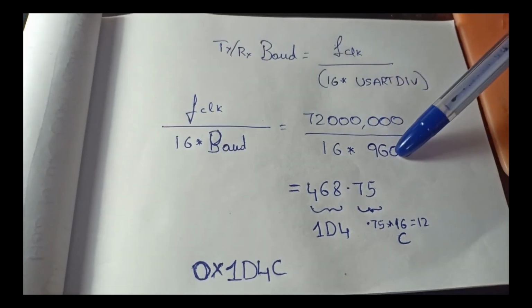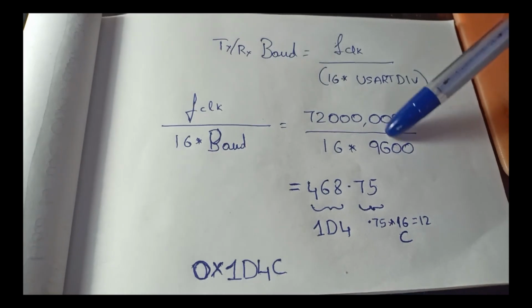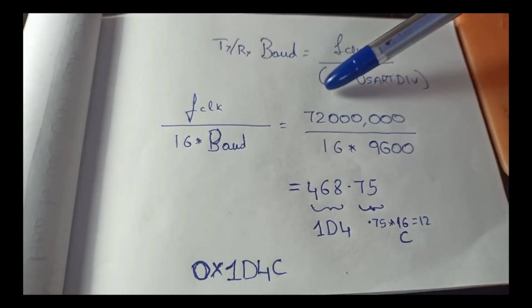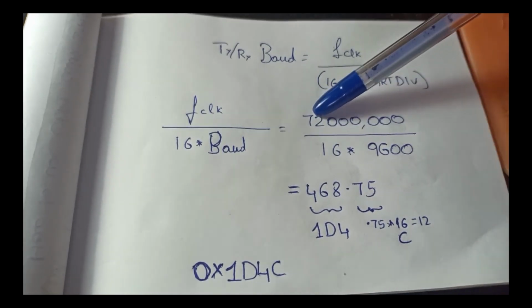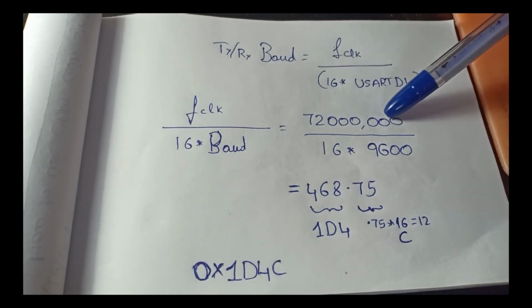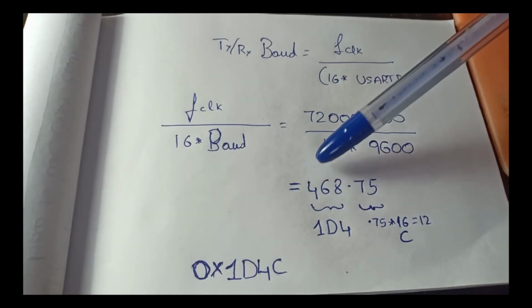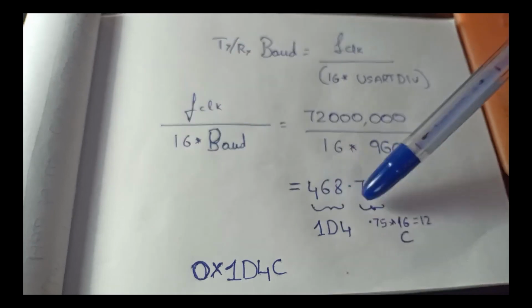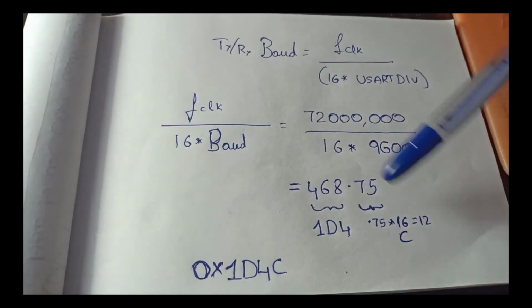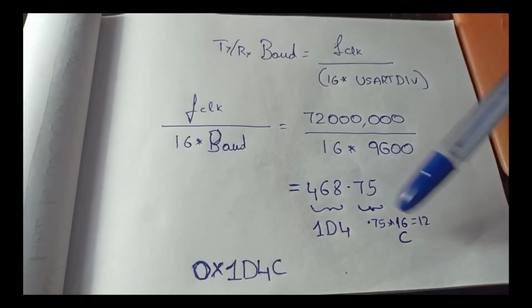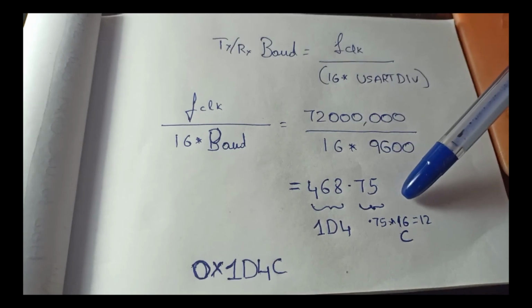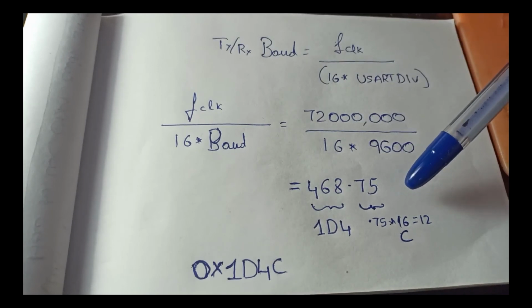So if we need a baud rate of 9600, we will be setting it to 9600 here, and we will be dividing 72 million by it, as you can see here. So we will be getting a value of 468.75. Now we will be converting this into hexadecimal to set this in the UARTDIV register.